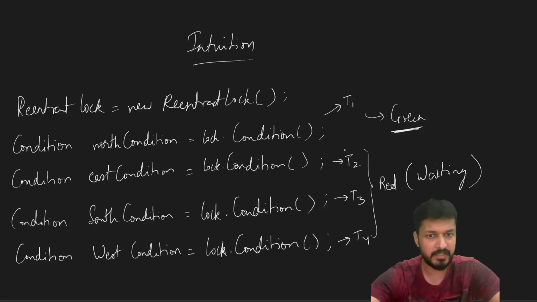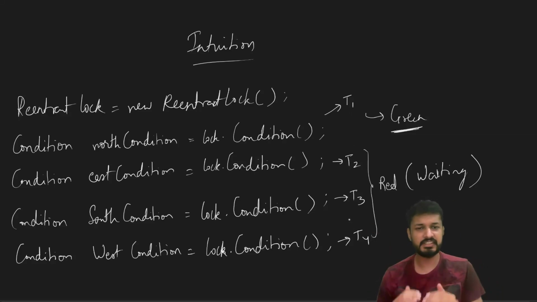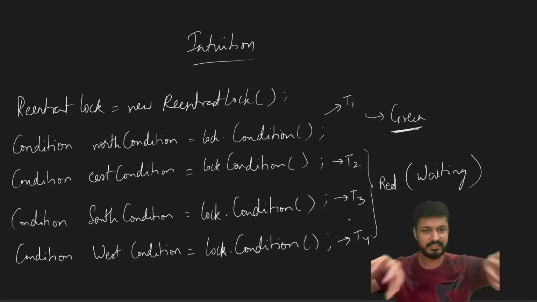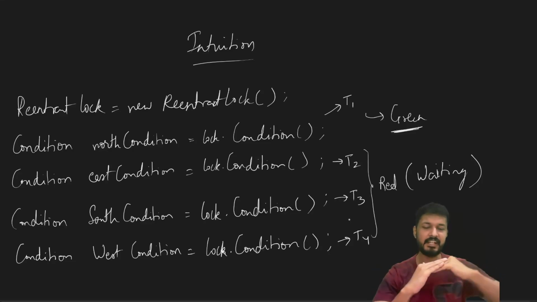Then T2 will become green and T1, T3 and T4 will become red, right? In the third step, T2 will give control to T3. Then T3 will become green, right? And T1, T2 and T4 will become red. So this is similar to what we have solved earlier as well, right? We pass on the control to different threads. All the remaining threads are in waiting state and that particular thread is responsible for printing something. Here, that particular thread is responsible for printing green, right?